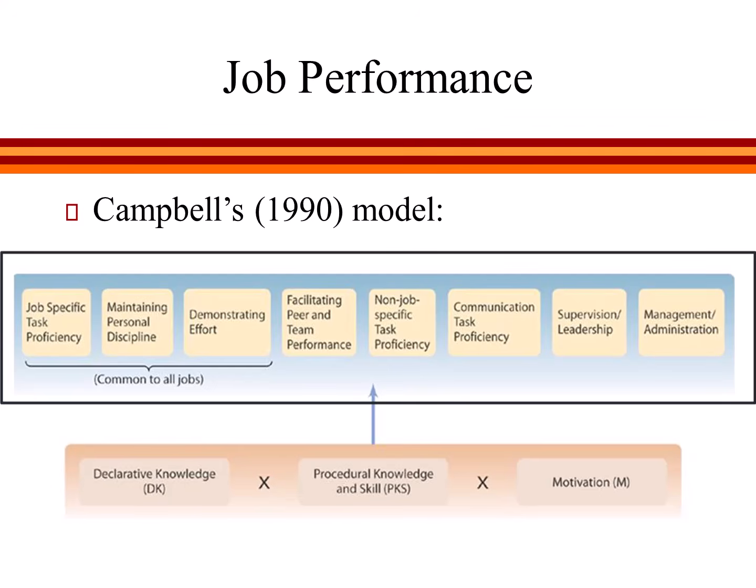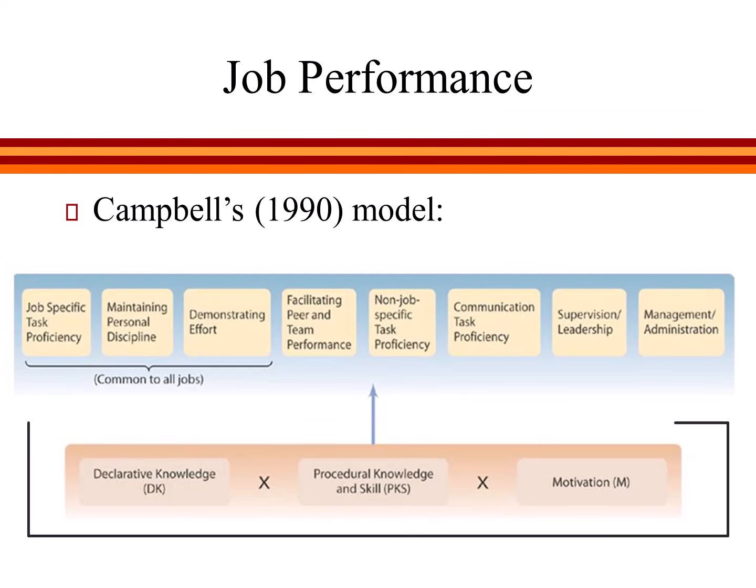The next 5 factors, facilitating team performance, non-job specific task behaviors, which we just talked about, communication, supervision leadership, and management administration, are only relevant for certain types of jobs. For example, you wouldn't expect a person to need leadership and managerial abilities unless they were in a management level position. Moreover, Campbell hypothesized that all 8 of these job performance indicators are determined by just 3 inputs: an employee's declarative knowledge, procedural knowledge, and motivation.